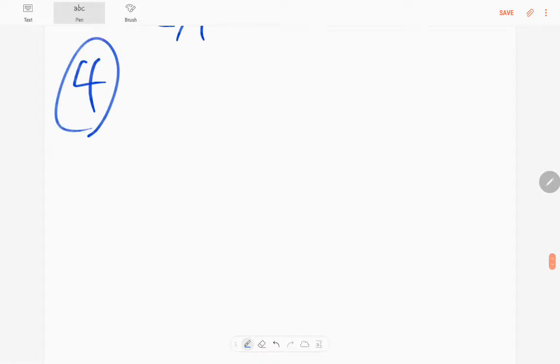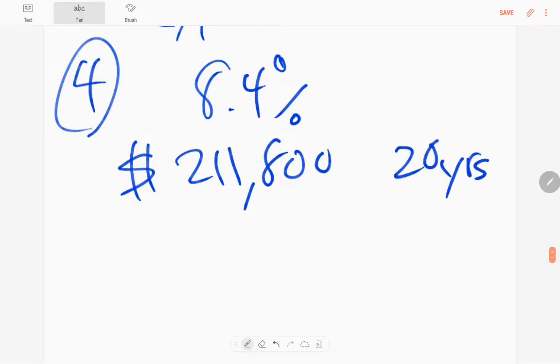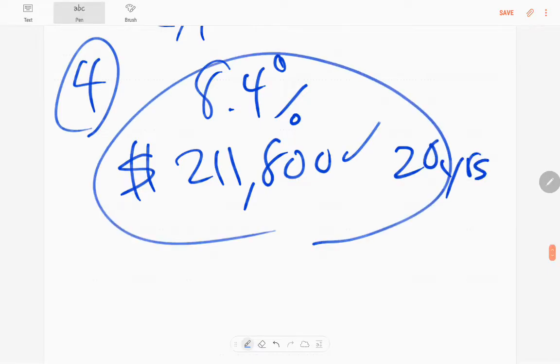This is all finance stuff. Find the monthly house payments necessary to amortize an 8.4% loan of this much over 20 years. So we're looking for the monthly payment. So your house costs that much, and you're offered an annual rate of 8.4%. So what are your payments?